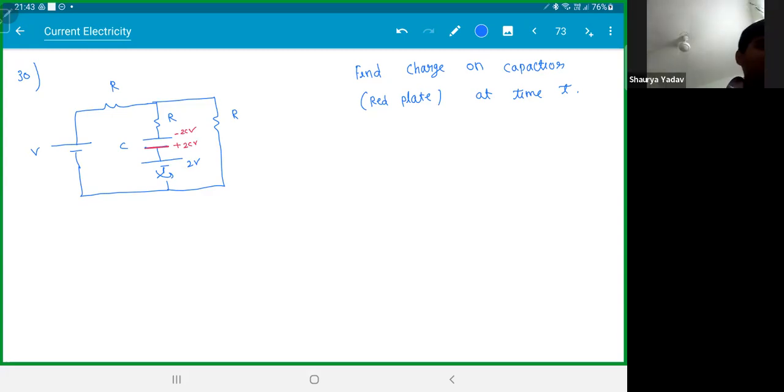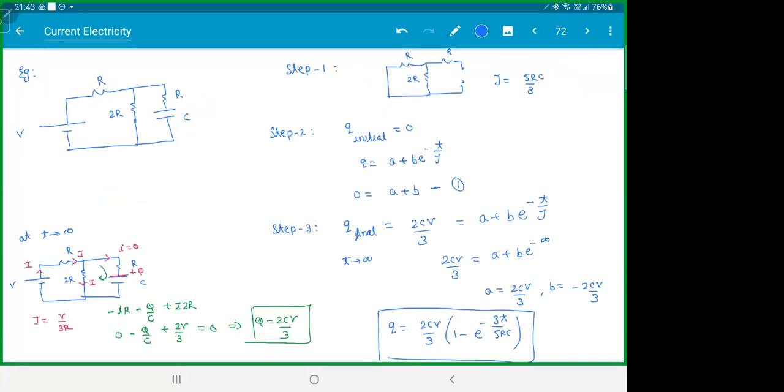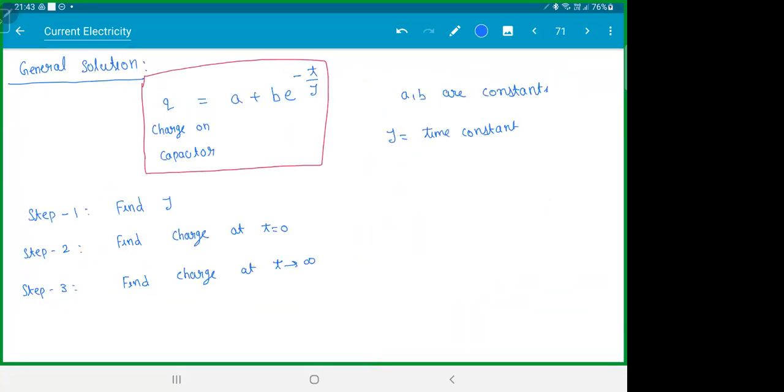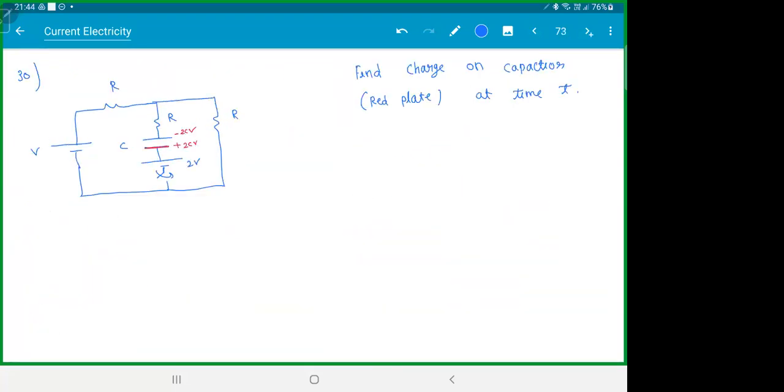सर वो इंटीग्रेशन का लिमिट्स चेंज हो जाएगा. नहीं, इंटीग्रेशन नहीं करना है ना. Use the general method ना. अभी तो वही सिखाया. You can solve with the general method. Q is equal to A plus B, e to the power minus t by tau. तो पहले टाइम कांस्टेंट निकालो.